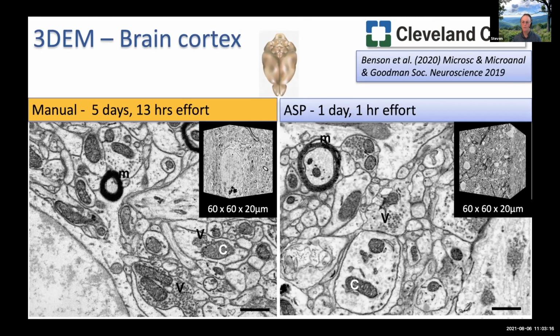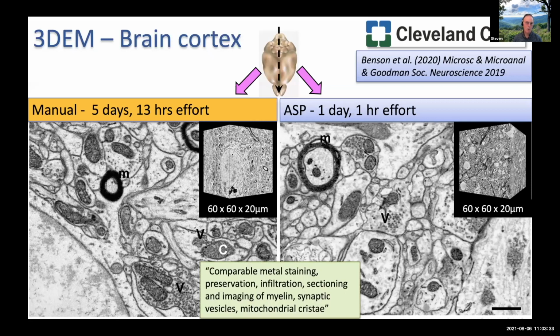Here they compared their 5-day manual protocol to a rapid 1-day protocol using samples from the same brain, the same Karnofsky's fixed brain. So we have identical samples where they looked at the cortex and they observed high quality preparation, where they reported comparable metal staining, preservation, infiltration, sectioning, and imaging of myelin, synaptic vesicles and mitochondrial cristae. For this work, Emily Benson received the first place Diatome Award last year at M&M.